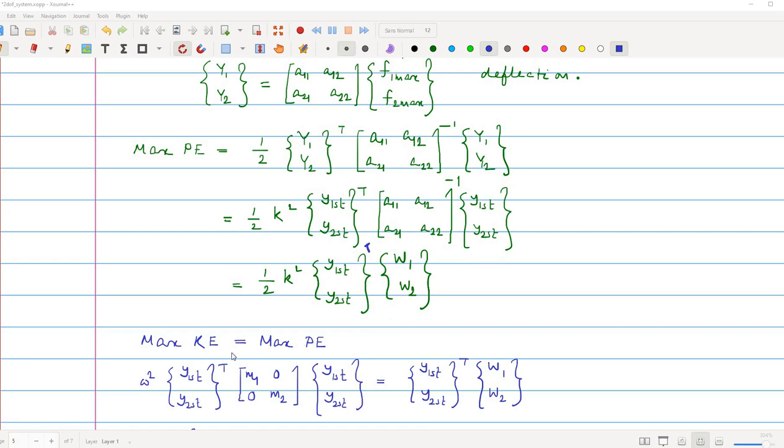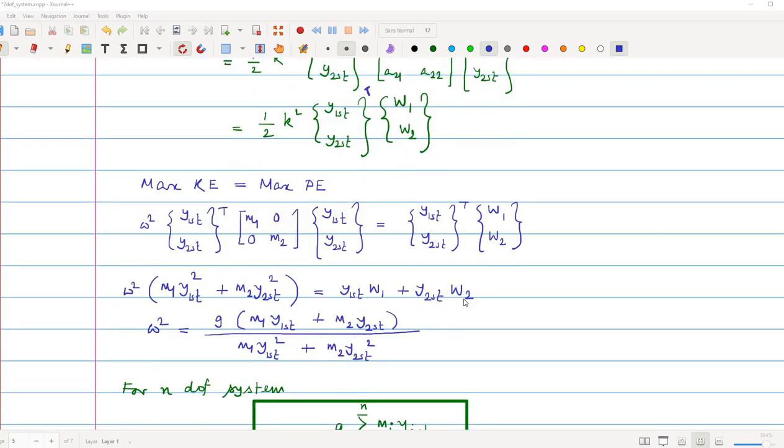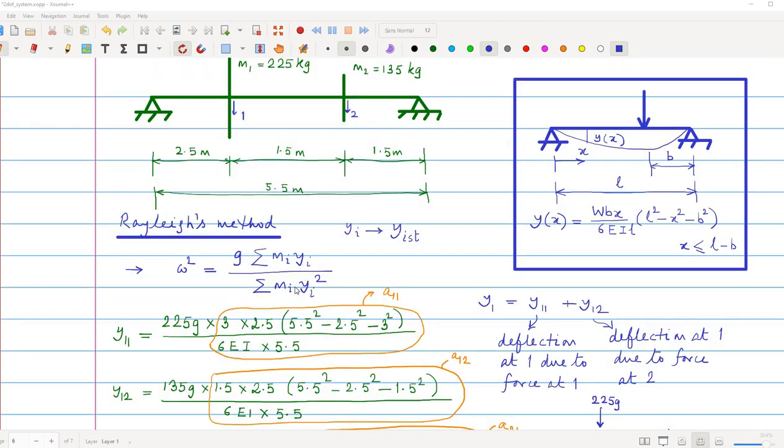Now if you equate maximum kinetic energy to maximum potential energy, which we do in Rayleigh's method, then this k square gets cancelled from both sides and this is what you get. So omega square is this. W1 is g into m1 and W2 is g into m2, so it is this. And if there are n DOFs or n disks, then it is this. Sometimes we omit this static suffix, and we write it like this.